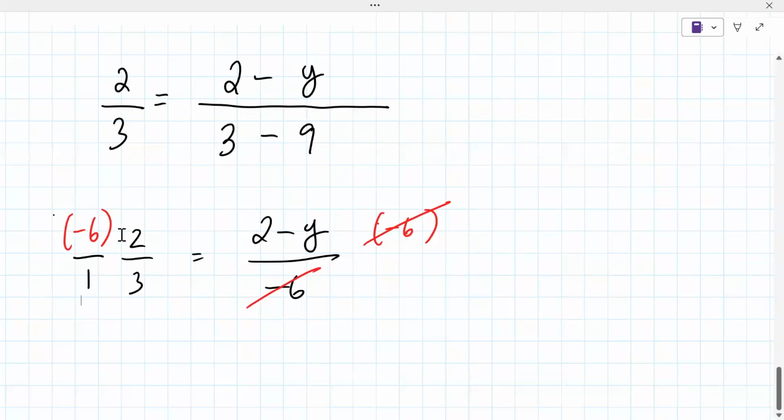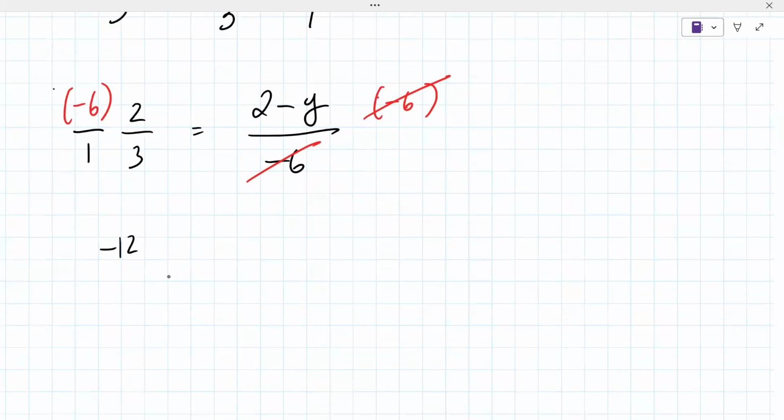So remember, you multiply the tops and then you multiply the bottoms. So what does the top become? -12. Okay, over 3. All right, so what does that become? -4. Okay. Would you try solving this equation from here? It's kind of like the last one.